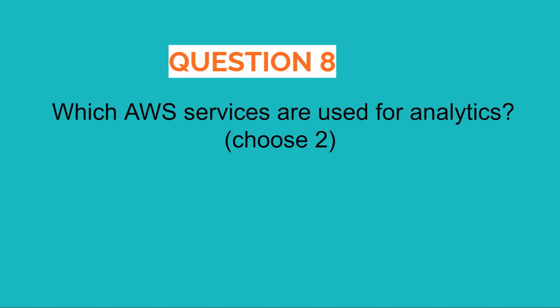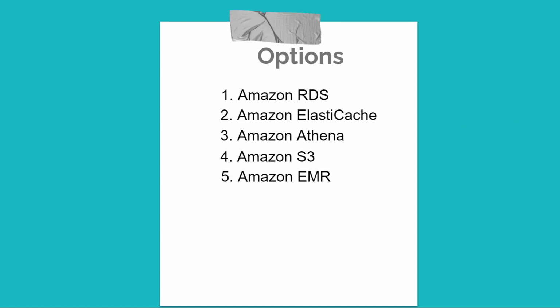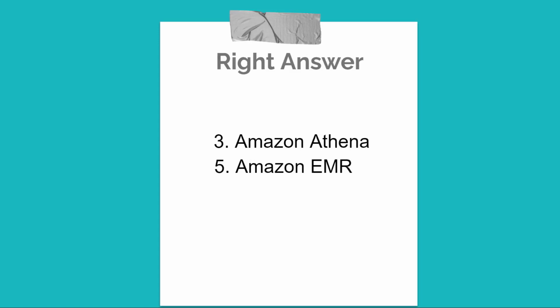Question. Which AWS services are used for analytics? Choose 2. Option 1. Amazon RDS. 2. Amazon Elasticache. 3. Amazon Athena. 4. Amazon S3. 5. Amazon EMR. Right answer is 3. Amazon Athena.